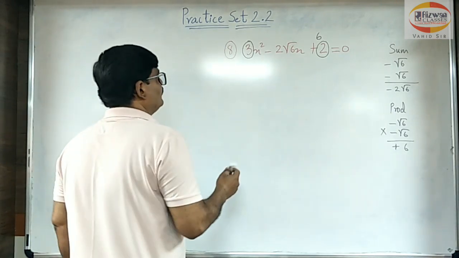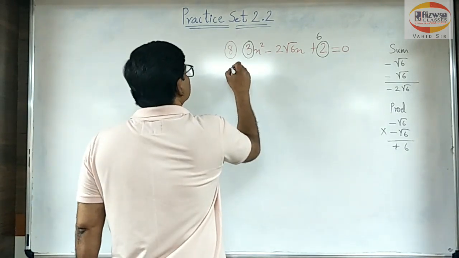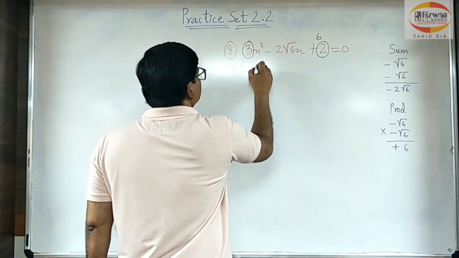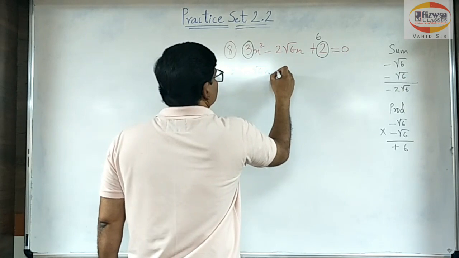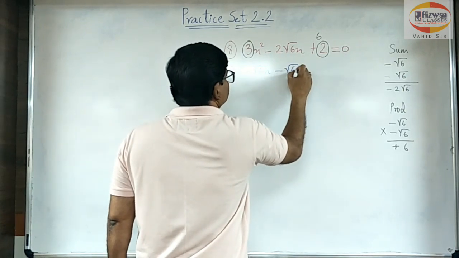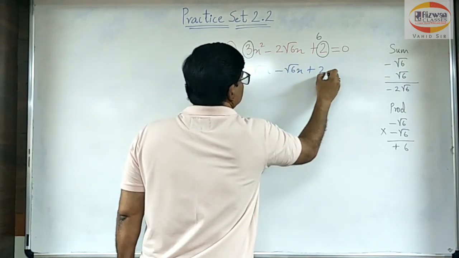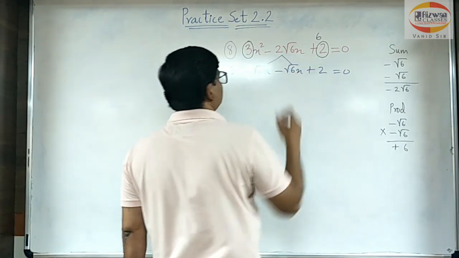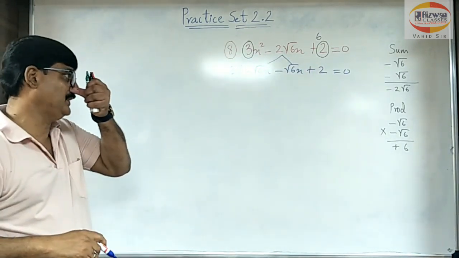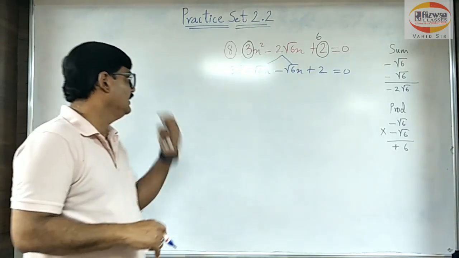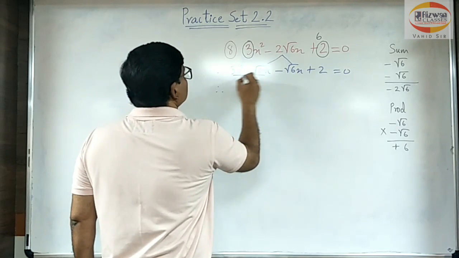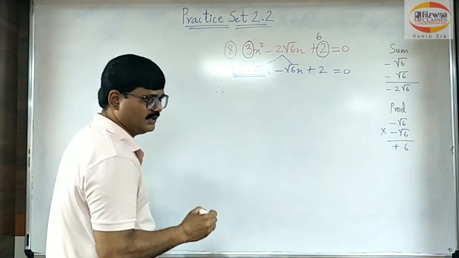So let's go for this part. This is 3x square minus root 6x minus root 6x plus 2 equals 0. That means I have split up the middle term into minus root 6x and minus root 6x. Can you see that over there? And then from there I have to remove common. Now you have to be very careful what common I am removing.